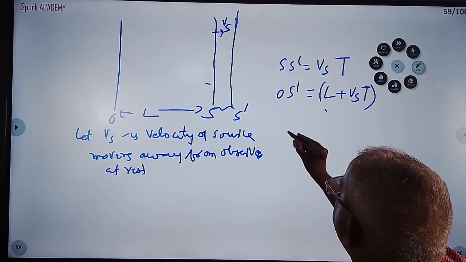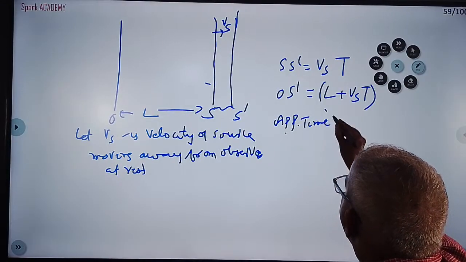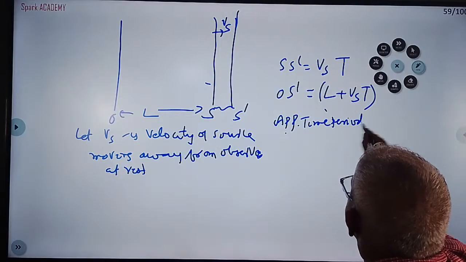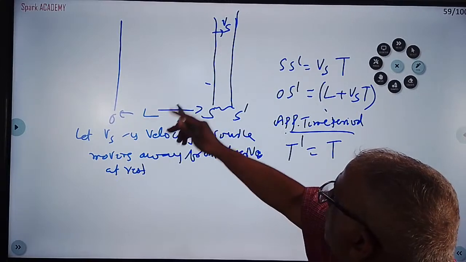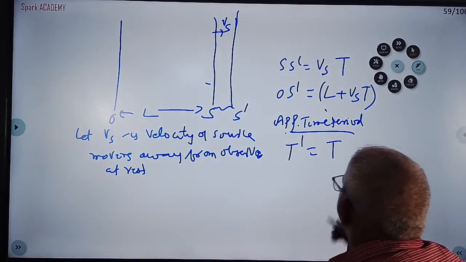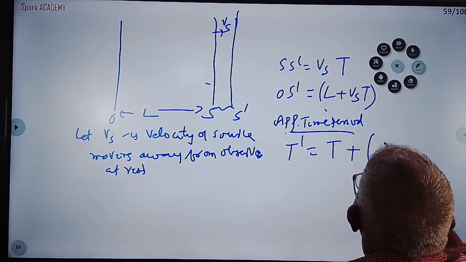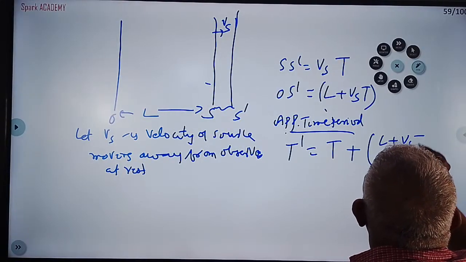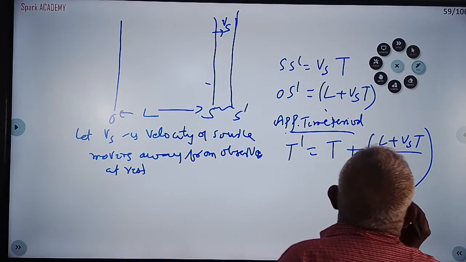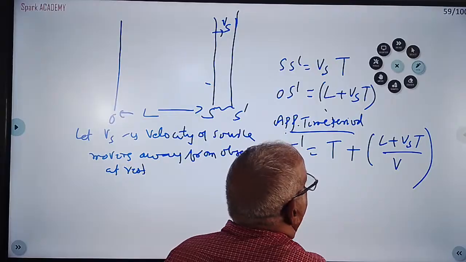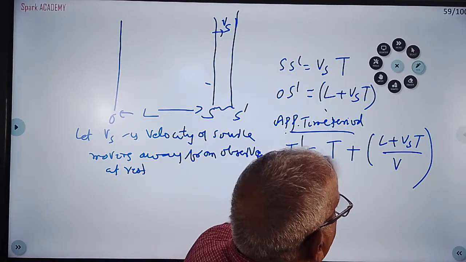Time period, apparent time period. Now, how to find the time period? One cycle time taken is T plus L plus Vs into T by the velocity of sound. What is the time taken? Earlier we told the time taken was L by V.